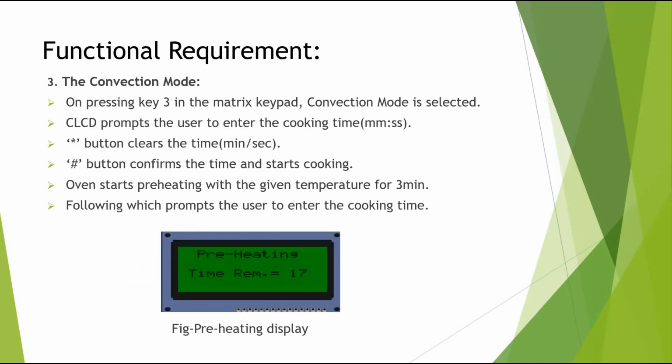The convection mode. On pressing key 3 in the matrix keypad, convection mode is selected. The CLCD prompts the user to enter the cooking time. Star button clears the time, whereas hash button confirms the time and starts cooking. The oven starts preheating with the given temperature for 3 minutes, that is 180 seconds, following which it prompts the user to enter the cooking time.